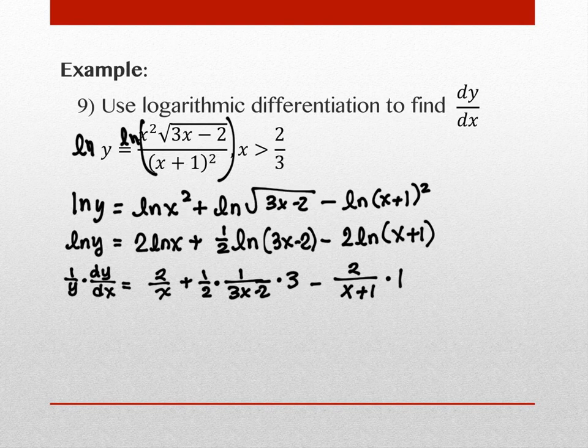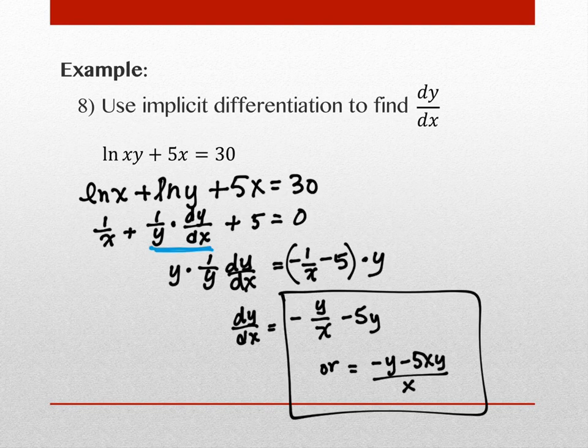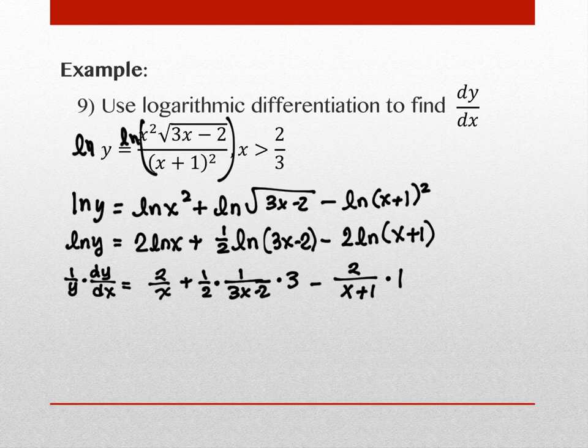Okay, so just like in this problem over here, I need dy dx alone on the left. So I'm going to have to move the y that's over here to the right. Okay, I do have to shift it back. Everybody good so far? Okay, so I'm going to multiply by the y. So this is dy dx.